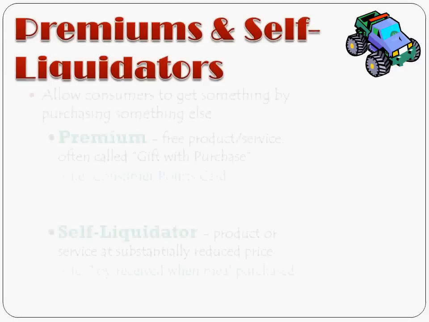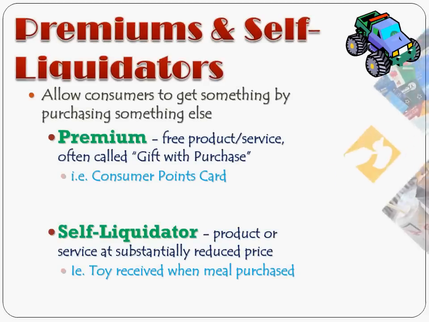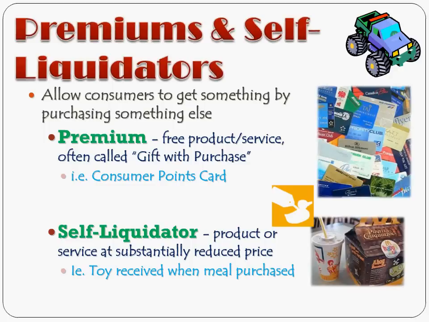The next sales promotional tool is what we call premiums and self-liquidators. So this allows consumers to receive something for buying something. A premium is what you receive when you purchase enough product, and so we often see this with consumer points cards, so Petro Points or Shoppers Optimum card, where you purchase enough product, you acquire enough points, and then you eventually get free gifts.